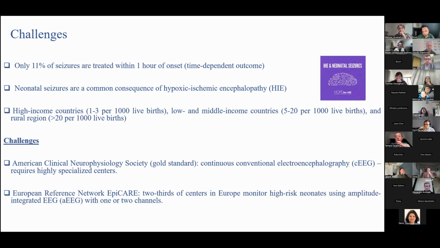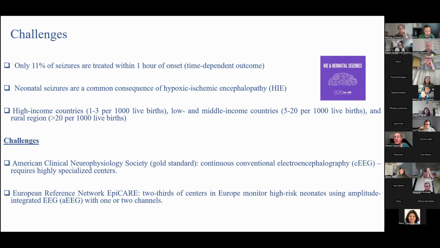According to the study, only 11% of seizures are treated on time, actually within 1 hour after onset. And the outcome of infants is very time dependent, so it's very important to get treatment on time. Seizures are mainly a consequence of rare diseases, like hypoxic-ischemic encephalopathy, and the frequency of occurrence depends on the development of the country. In low and middle income countries it is up to 20 per 1,000 live births.